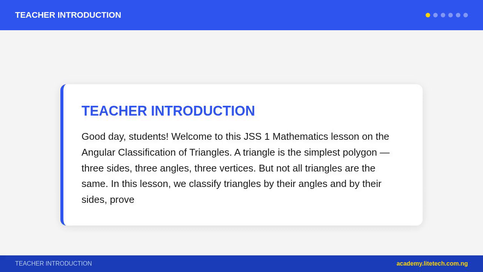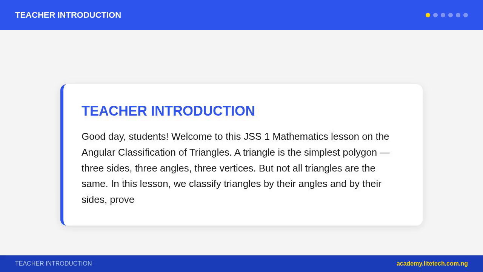Obtuse-angled triangle: one angle is greater than 90 degrees. The other 2 must be acute and must sum to less than 90 degrees. Example: 110 degrees, 40 degrees, 30 degrees. Note, a triangle can have at most one right angle or one obtuse angle. If one angle is 90 degrees or more, the other 2 must both be acute.